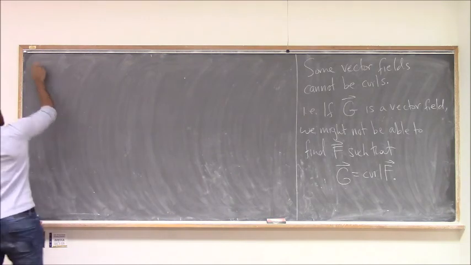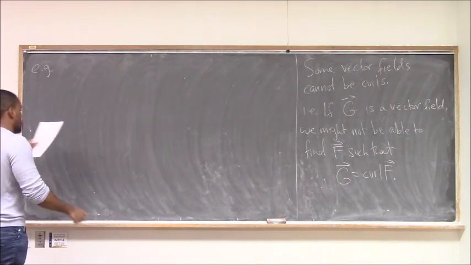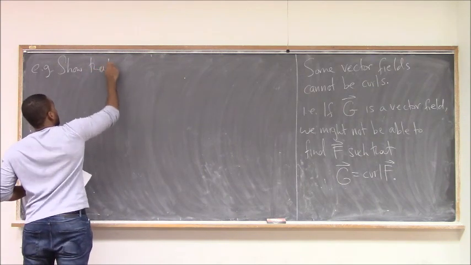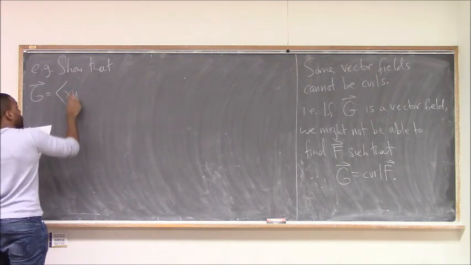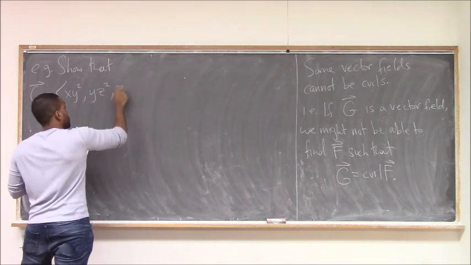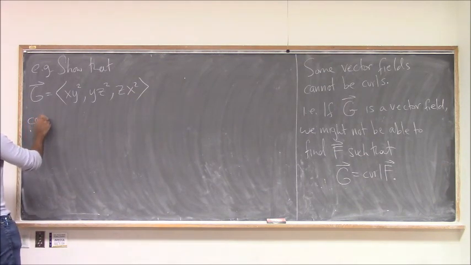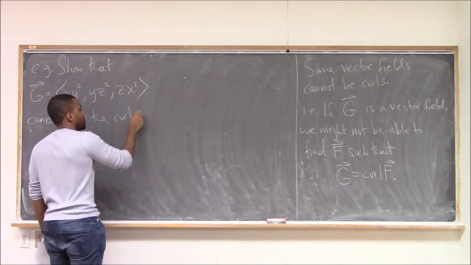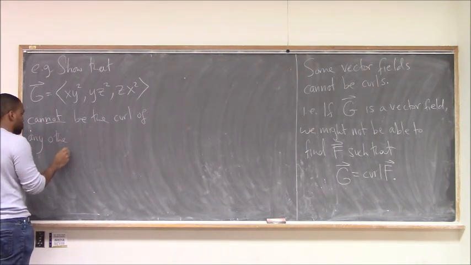Let me give you an example of such a thing. Show that this vector function cannot be the curl of any other vector field, or of any vector field.